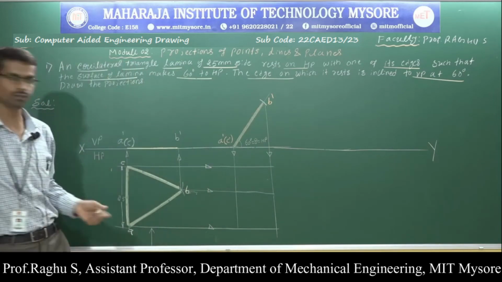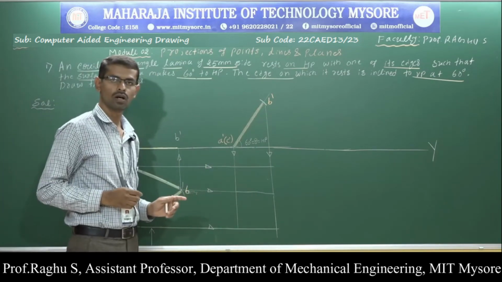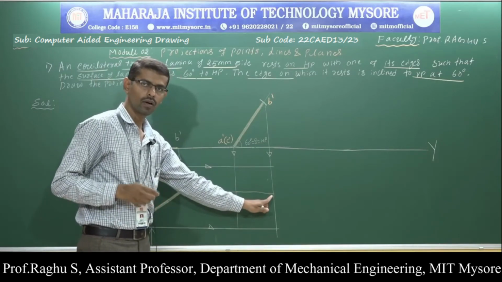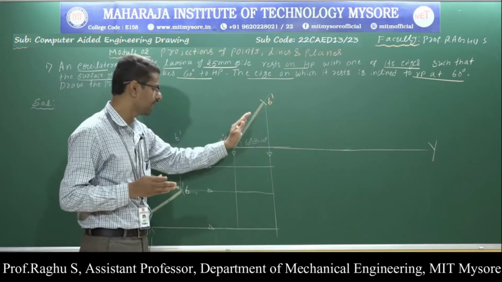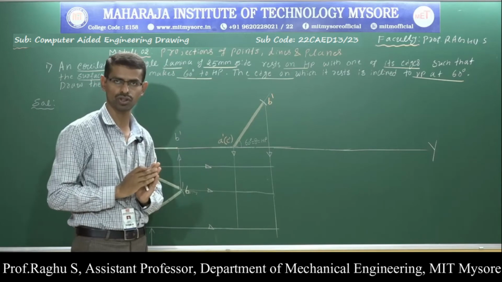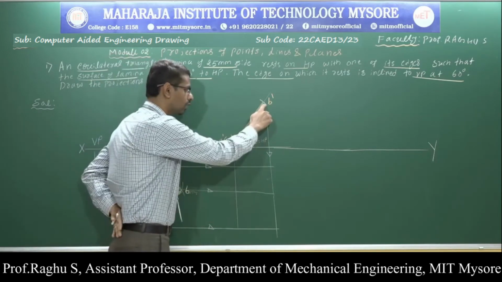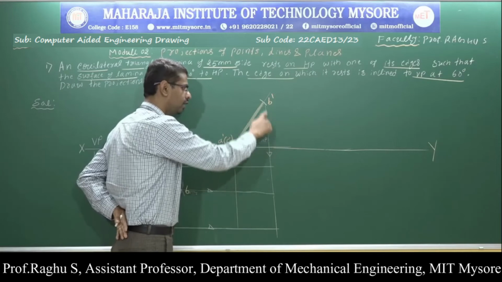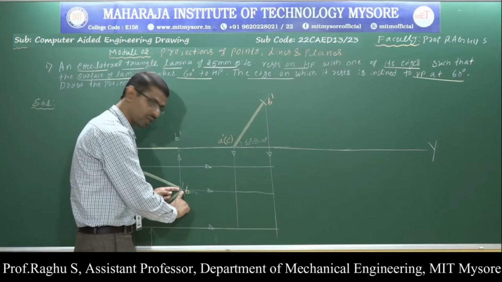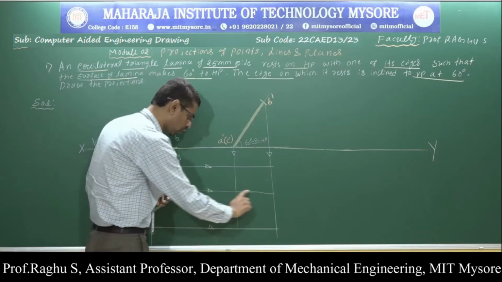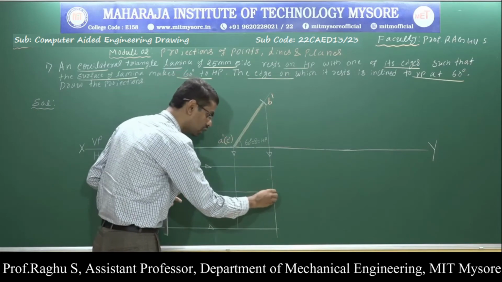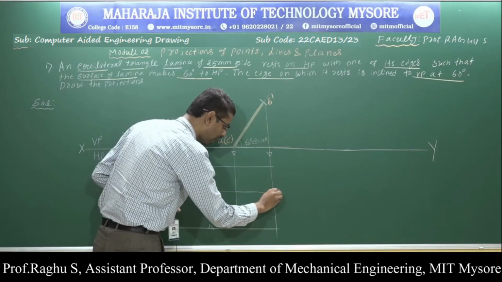Next, do the naming. Naming is done by taking the intersection of horizontal projections and vertical projections. Observe here, this is the vertical projection. This line is coming from point B. Now, observe the horizontal projection of point B. This is the horizontal projection of point B and this is the vertical projection of point B. These two lines intersect at this point. Therefore, this is point B.